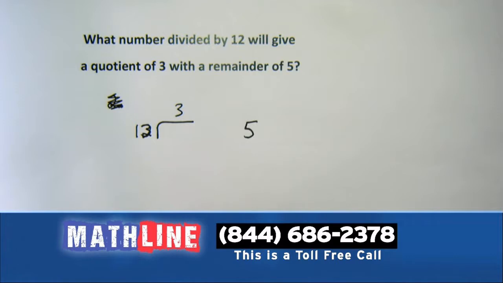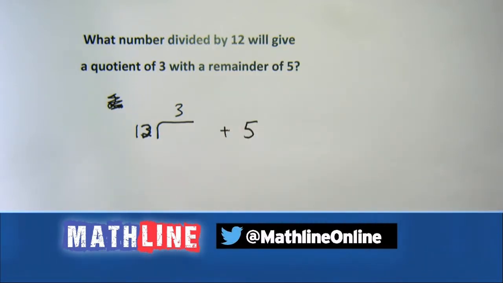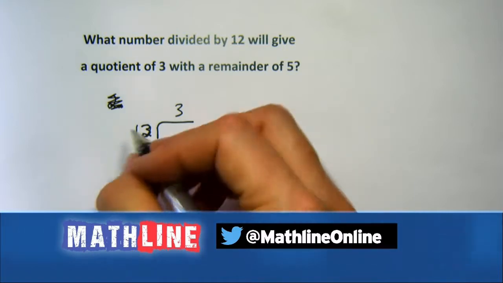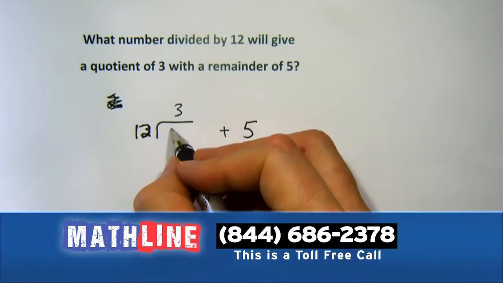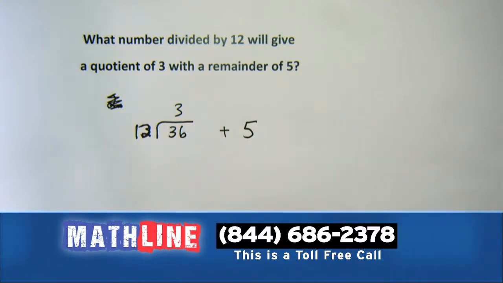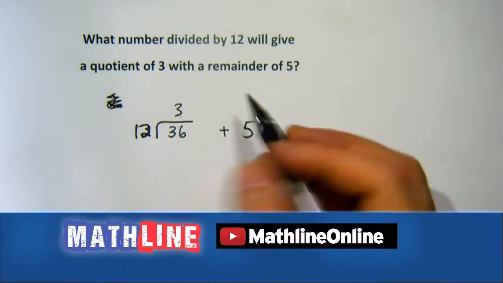It went 3 times, right? And then this was what was left over, so we'll consider a little plus to add on there. So let's go back and think just a second. If we do 3 times 12, that's 36, and that's how we would get it. We have the quotient of 3, and then we have the remainder left over.